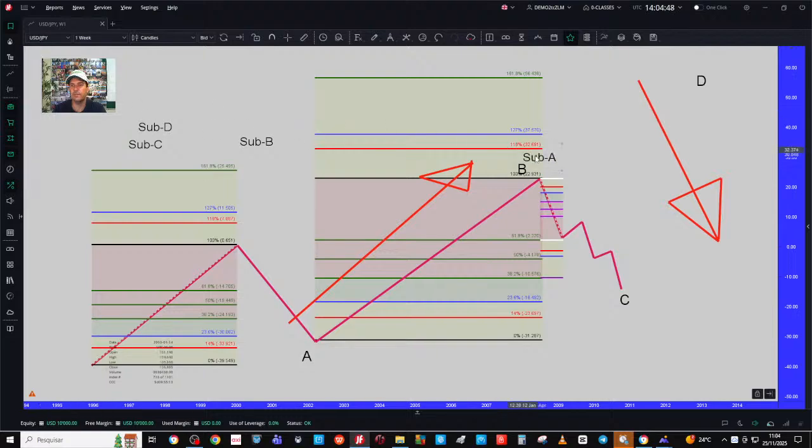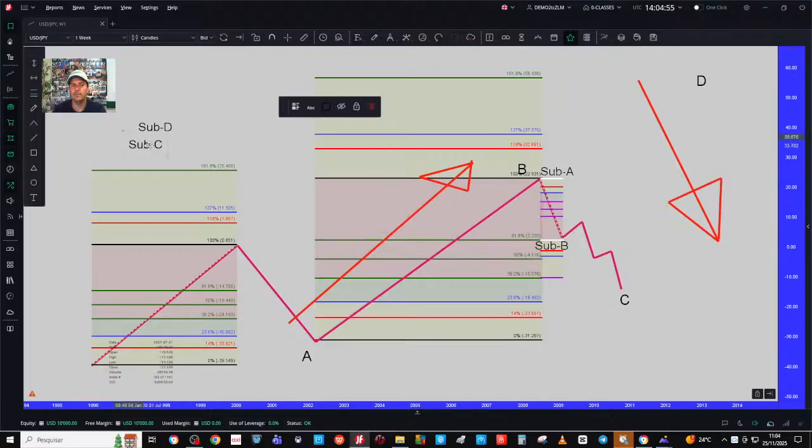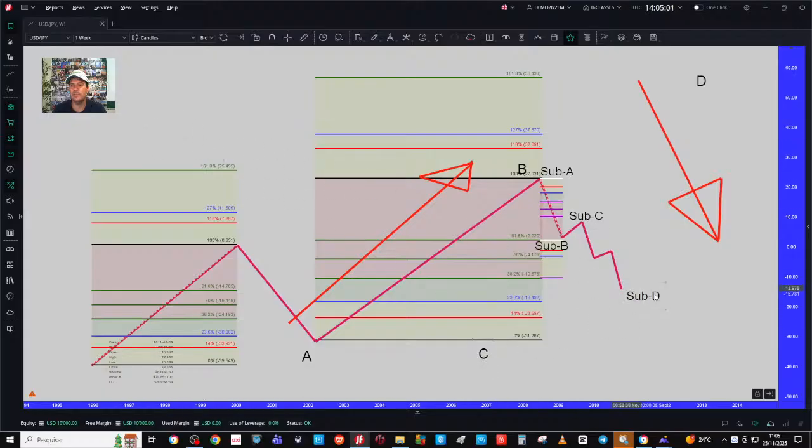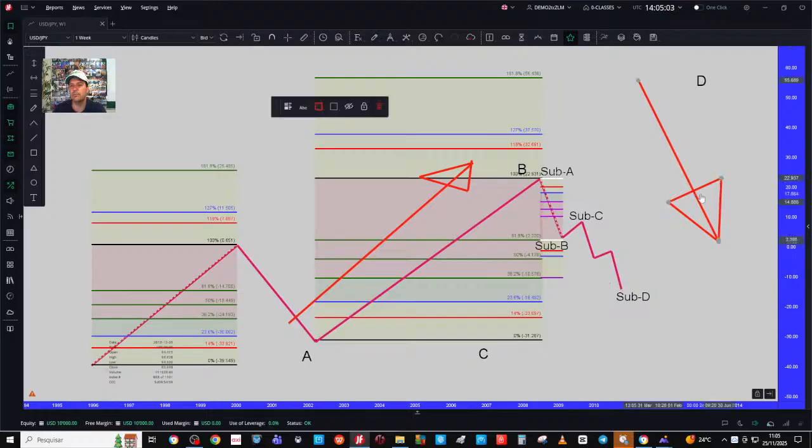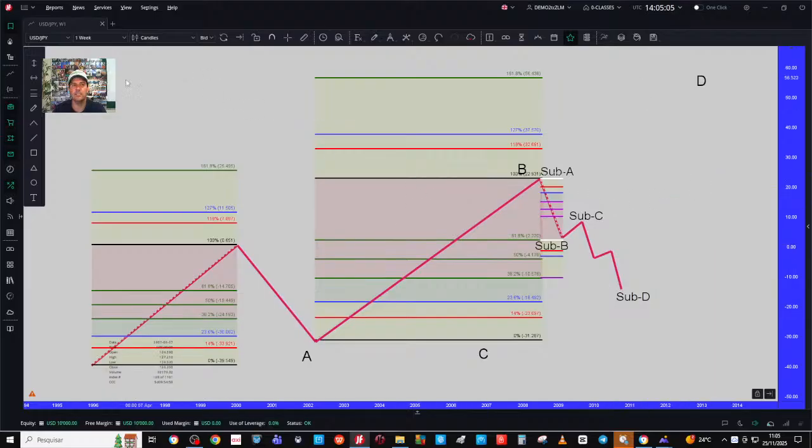So just graphically, now this is going to be the sub A. This is going to be the sub B. This is going to be the sub C. And this is then going to be the sub D. Agreed? This is on the contrarian Fibonacci, right, everybody?